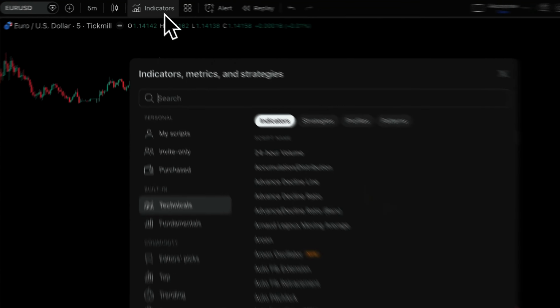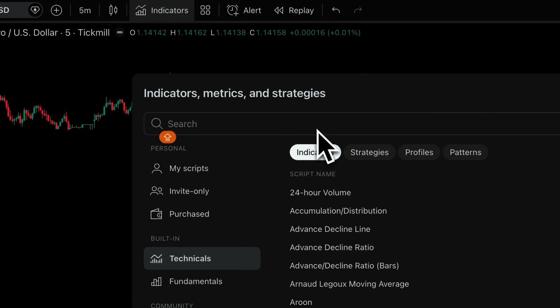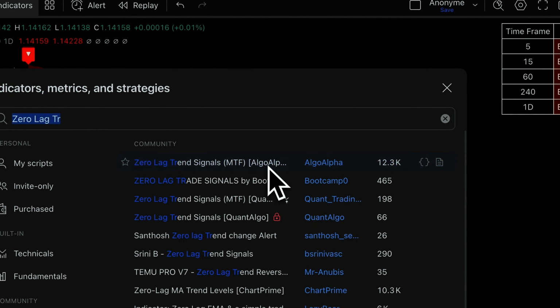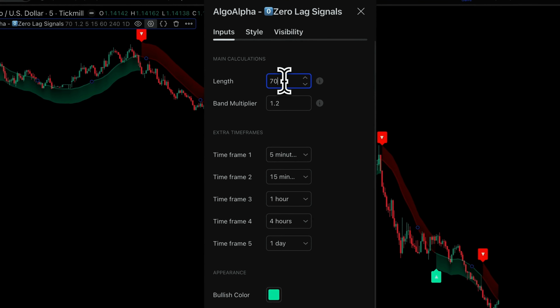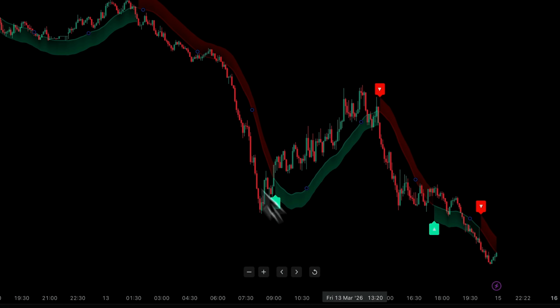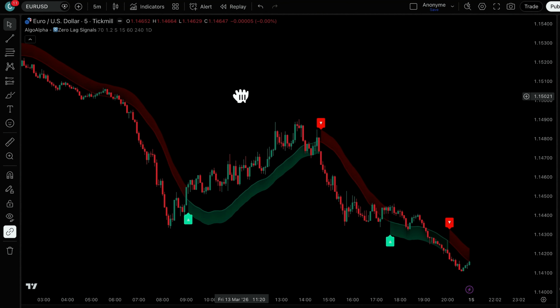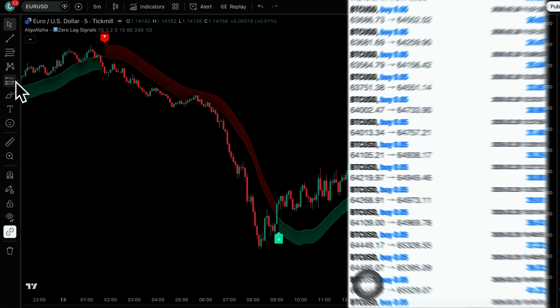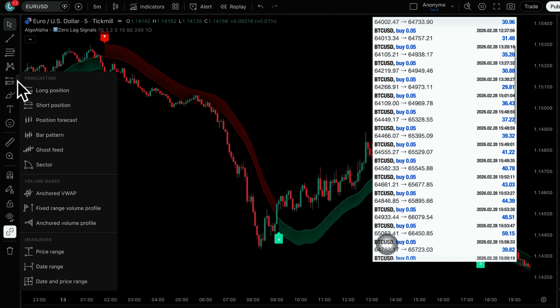First step, we add the technical indicator that we'll use for this scalping strategy. Type it in and you can select this one. Go into the settings, keep 70 in this box, and confirm. You have the zero lag technical indicator that gives you buy and sell signals. The signals are very interesting, very effective, and I'm going to teach you how to trade them as simply as possible in this video.